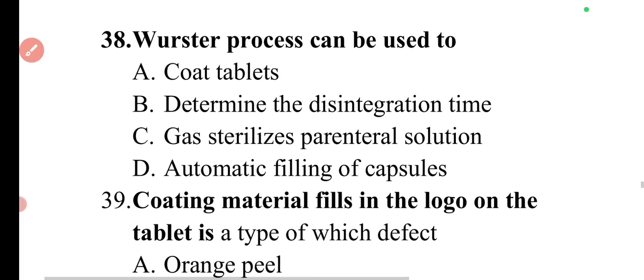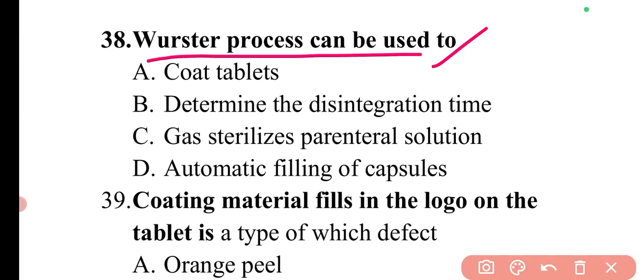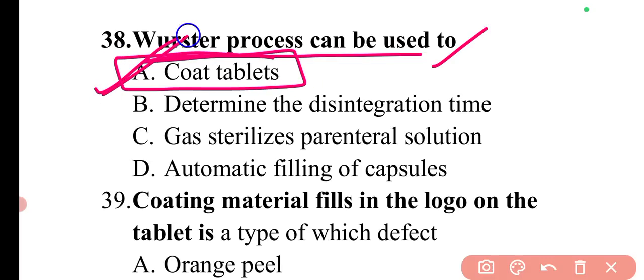Now coming to the next question. So the question is, Wurster process can be used to. So Wurster process can be used to coat the tablets. It is a tablet coating process. So here option A is correct.